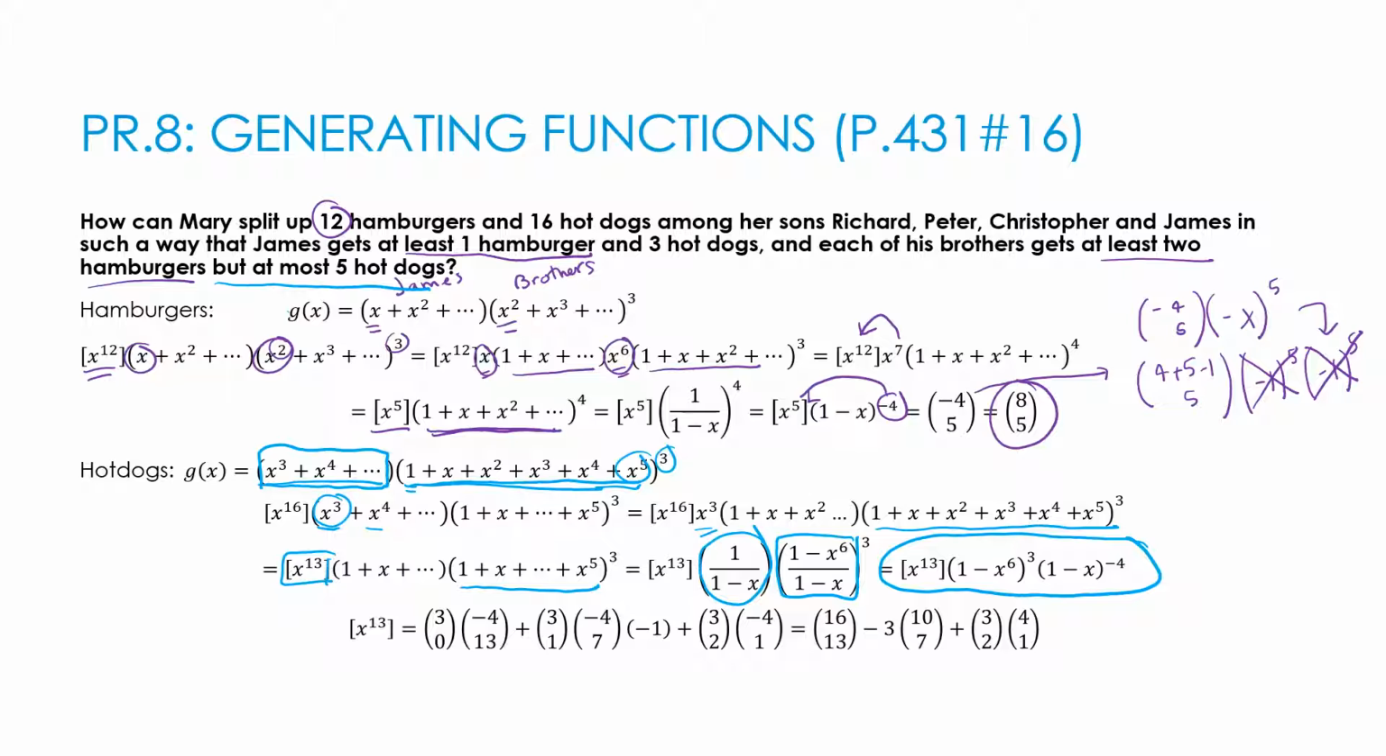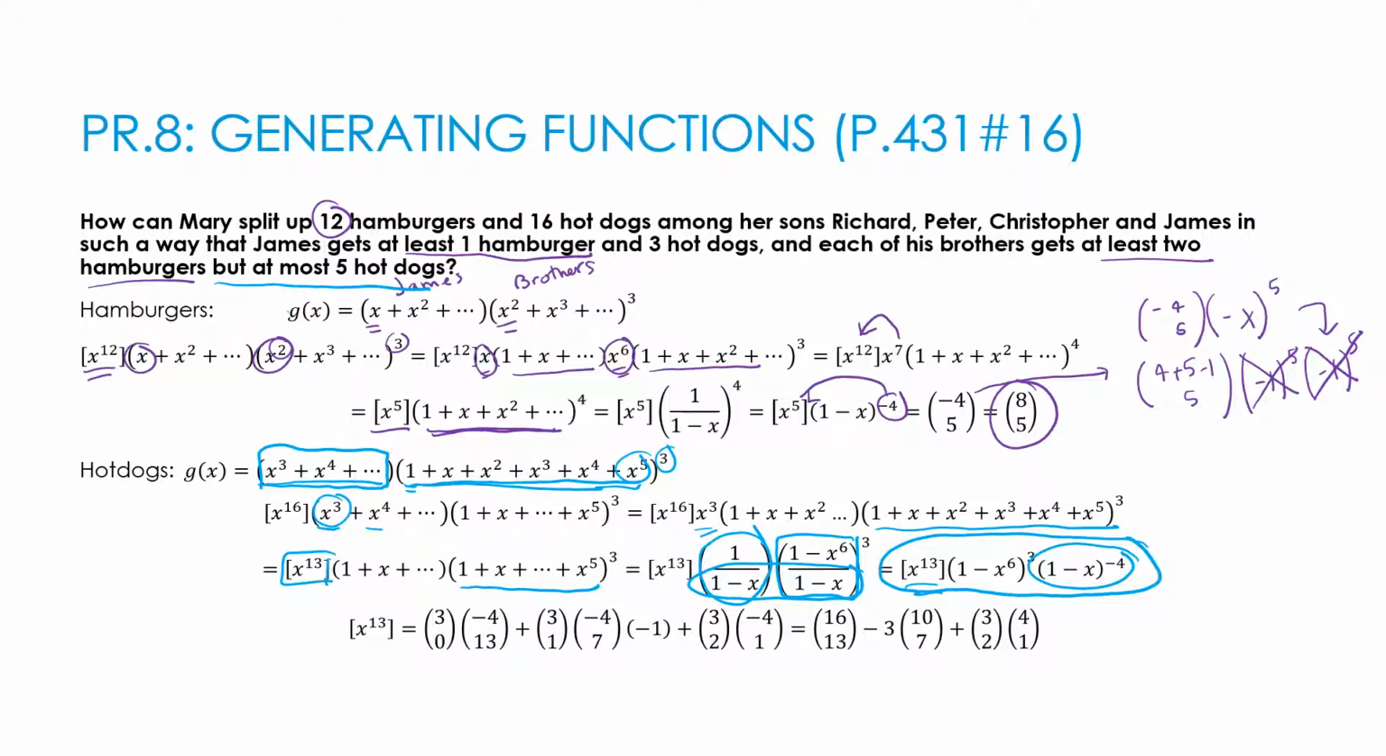X to the 13th of 1 minus x to the 6th, and if you'll notice, I just combined these two, 1 minus x to the negative 4th. From here, it's really just putting it all together. I'm looking for x to the 13th. This is that convolution part where I'm saying, hey, I could choose 0 of these, which means all 13 come from here. So negative 4, choose 13.